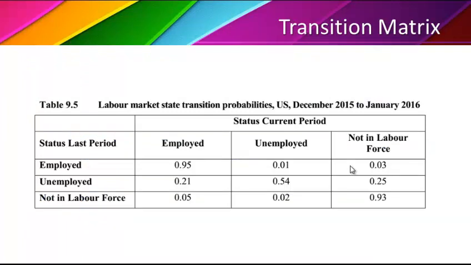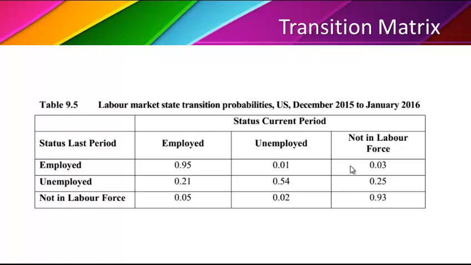Here is the matrix of the labor market state transition probabilities in the US. In the rows we have the last period status, and in the columns we have the current period status. So the 95% means that 95% who were employed last period remained employed. This is the flow from employment to employment. These are the people who didn't change their status. This is actually the stock of the employed.